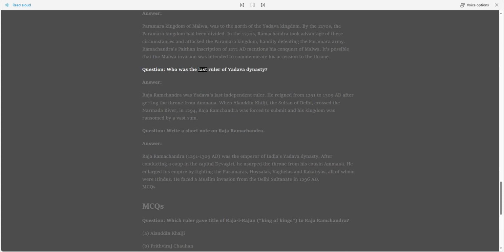Question: who was the last ruler of Yadava dynasty? Answer. Raja Ramchandra was the Yadava's last independent ruler. He reigned from 1291 to 1309 AD after getting the throne from Amana. When Alauddin Khilji, the Sultan of Delhi, crossed the Narmada River in 1294, Raja Ramchandra was forced to submit and his kingdom was ransomed by a vast sum.